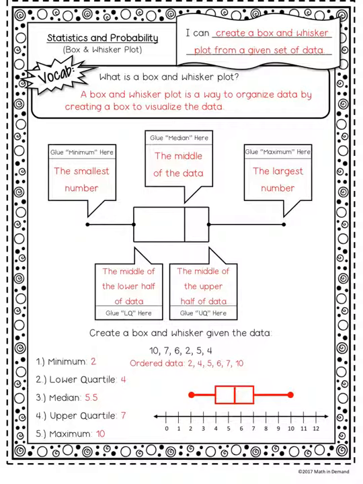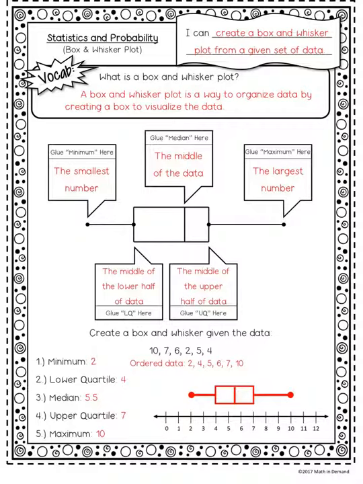What is a box and whisker plot? A box and whisker plot is a way to organize data by creating a box to visualize the data. It helps also tell us how far the data is spread out.